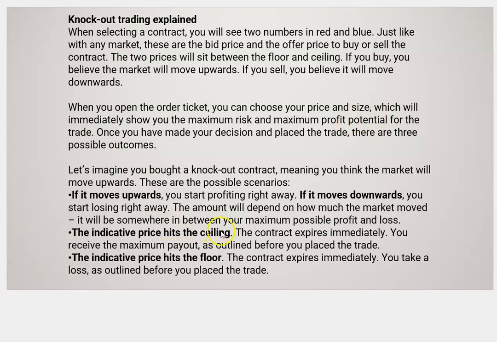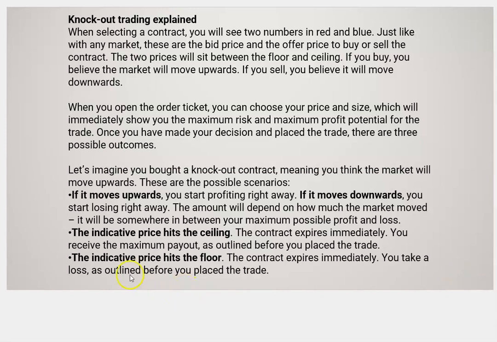So, the indicative price hits the ceiling. The contract expires immediately. You receive the maximum payout as outlined before you place the trade. So once again, if for some reason you did carry it and the market's running strong, you can hold it and just let it expire and take all of the profit.